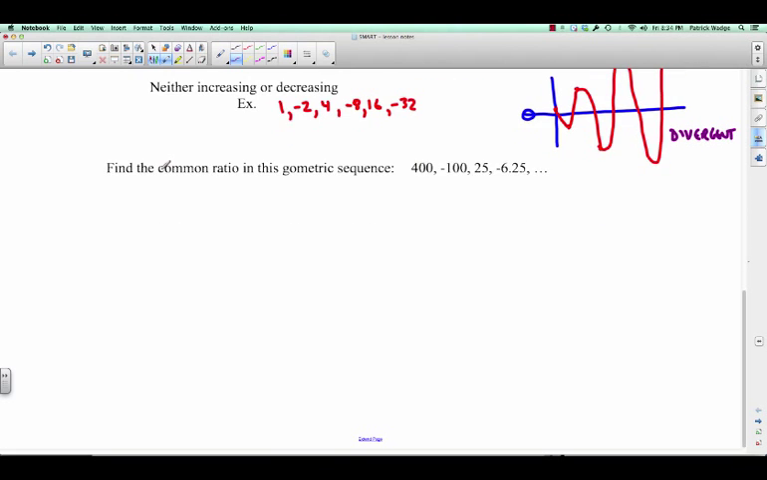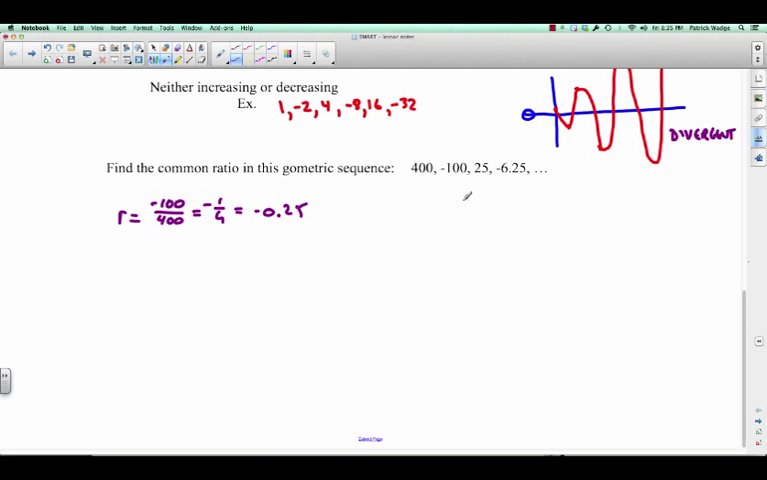Let's answer some questions. The first question is, find the common ratio. So, common ratio, remember, is the R, and the way you get the R is, you take any two consecutive numbers in the sequence, and this time you won't subtract them, you will divide them. So if I take the second one, negative 100, and I divide it by 400, you could put that in lowest terms and get negative 1 over 4, or we could make it a decimal, negative 0.25, and you're done.